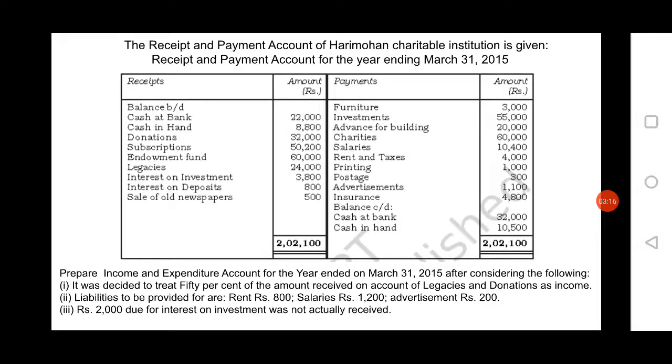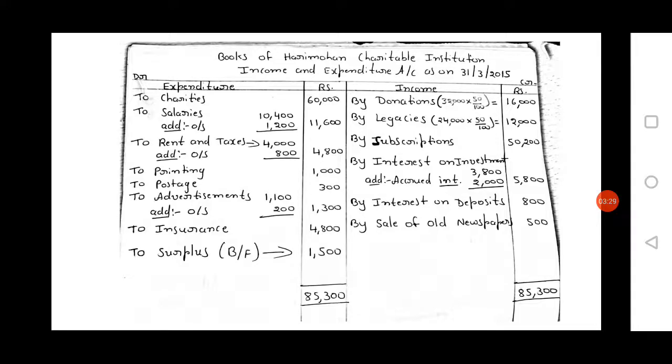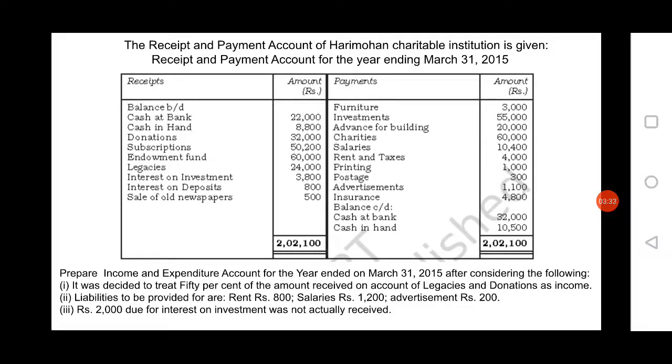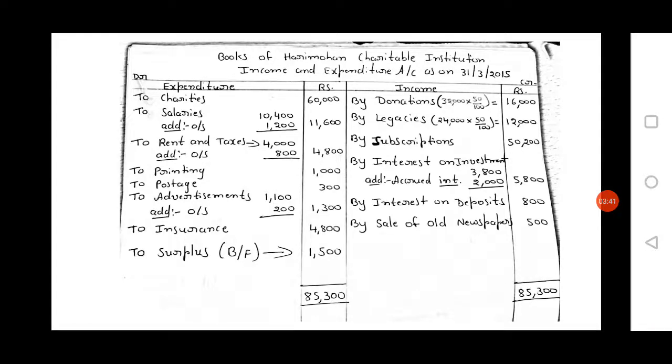The next item is printing. Printing is also revenue expenditure, that is recurring. Therefore related adjustments not given, so you have to write on the expenditure side printing 1000. The next item is postage rupees 300. Related adjustment not given, it is also revenue expenditure. Therefore on the expenditure side, to postage 300.